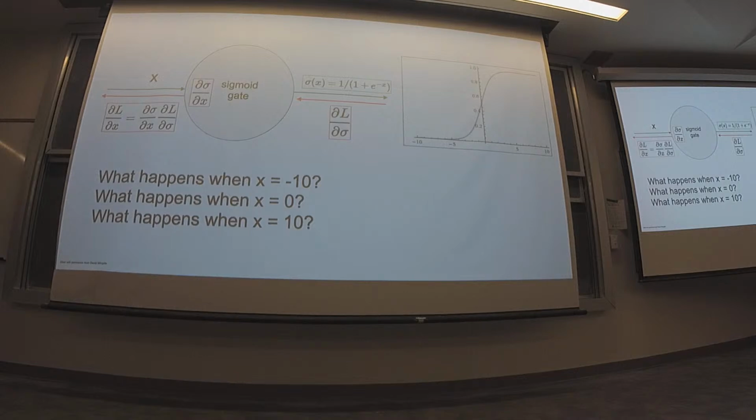This is what we talked about. It's 0 when x is minus 10, or nearly 0, and 0 when it's 10, but you have this nice linear range when it's 0. The linear range, by the way, is really good. That's like a nice response.